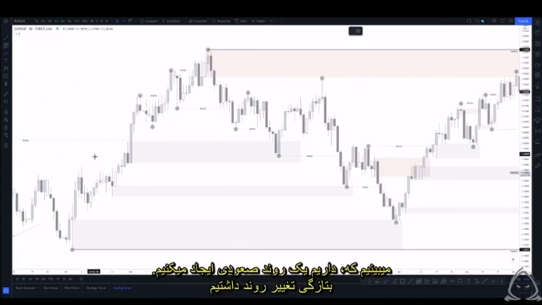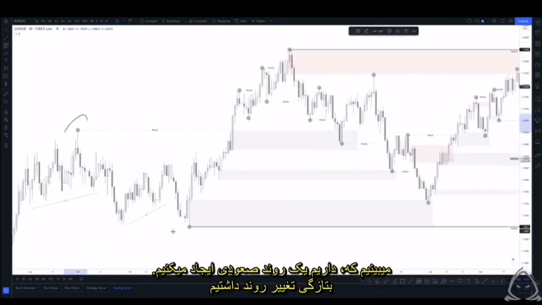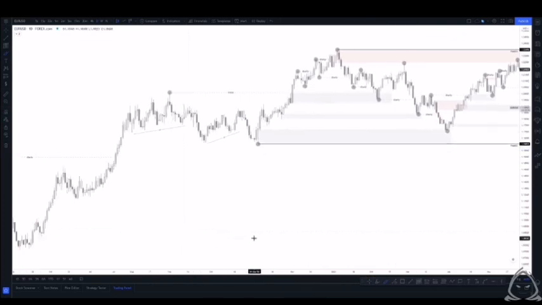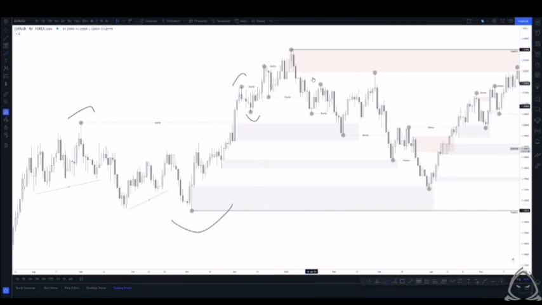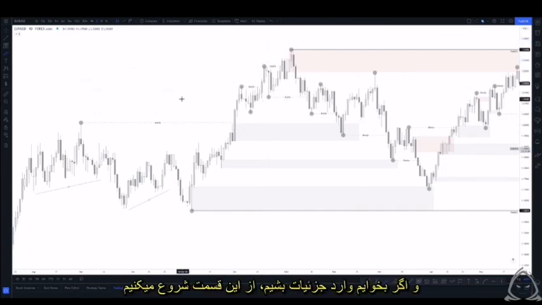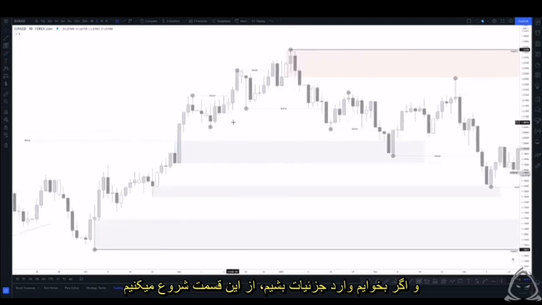What we can see is, again, we are creating an uptrend. We've just switched, and as we can see, we're in an uptrend. We're creating higher highs, higher lows, higher high, higher low, higher high, higher low, higher high. And if we're just looking at this from a granular perspective, we'll start in this section right here.